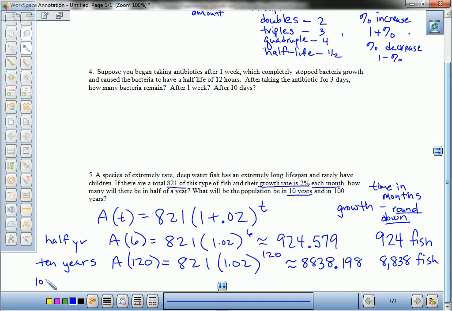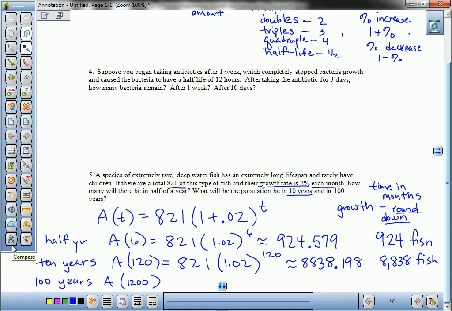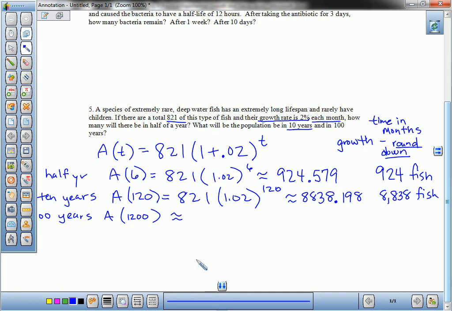Okay, the last one is 100 years. So we would have to multiply that by 12 to find the number of months. And that gives us a big answer. Okay, so let's talk about what these big answers mean. I'm just going to write down everything I can see on my calculator, and then we'll talk about what it means.